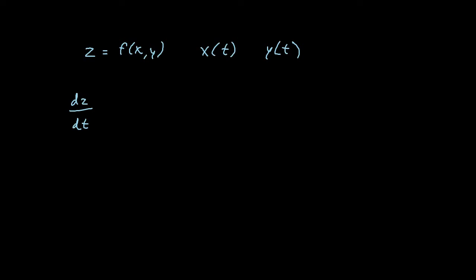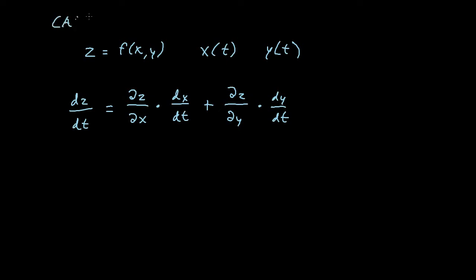The formula for this type of chain rule is going to be dz/dt equals the partial derivative of z with respect to x times dx/dt plus the partial derivative of z with respect to y times dy/dt. There are two ways you can use a chain rule, and this is going to be the first way. This is going to be called case number one.